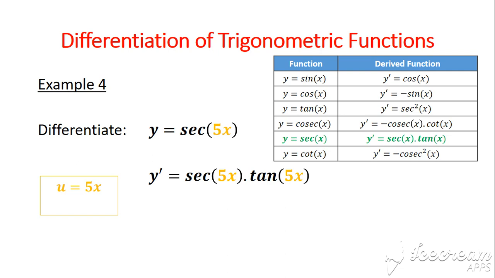But because it's a composite function, we must multiply it by u dash. Now u dash, if we come back to our box, is just 5. So we'll replace u dash with 5, and we'll write down our final answer. We like to put the 5 out the front. Y dash is equal to 5 sec bracket 5x times tan bracket 5x.